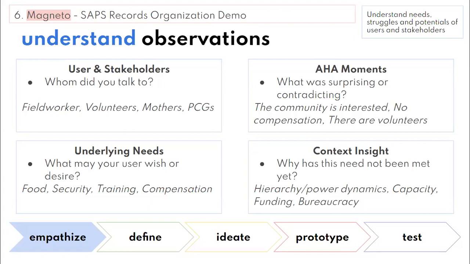Now, in this particular context in early childhood development, they found that there was a hierarchy of power dynamics. Capacity was an issue. There was a lack of funding and bureaucracy stopped all projects from really flourishing. Those are the context insights that they had. And this particular mapping, these aha moments and seeing what was surprising or contradicting, looking at users and stakeholders, underlining needs, underlining context. This mapping really gives you an amazing starting point and insight into centering someone's point of view to move forward and to address the issue and to engage.